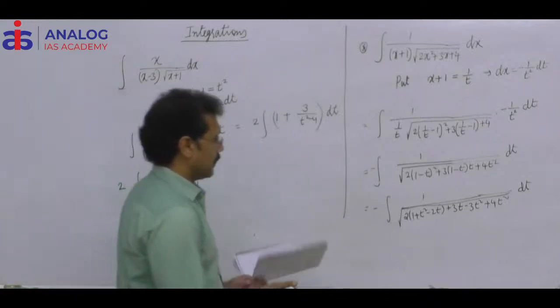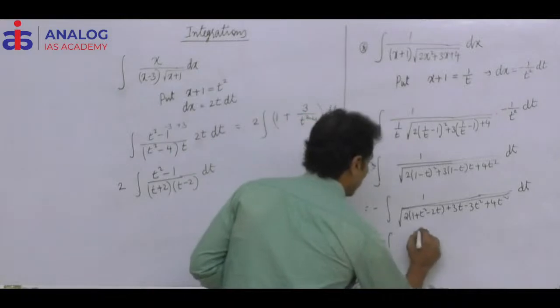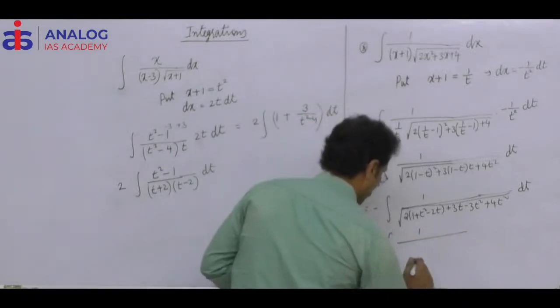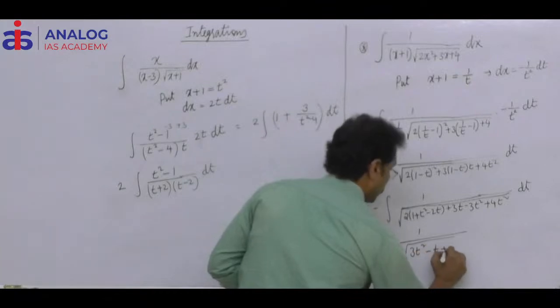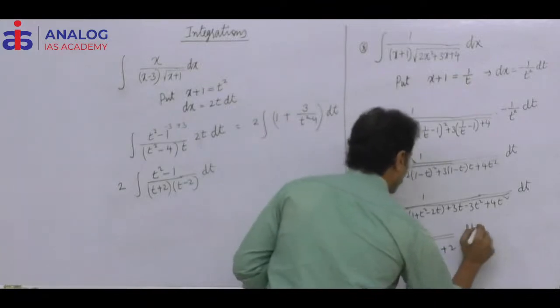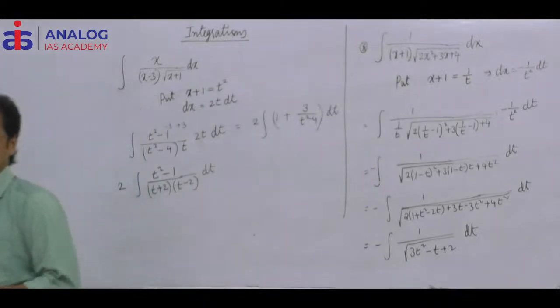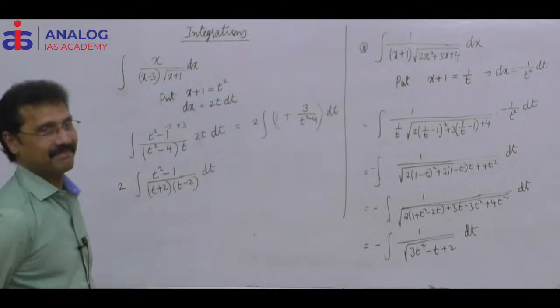Okay, we'll do one thing. This comes out to be, because let me complete this one, square root of 3t square minus t plus 2. Okay, fine. How do you solve this? How do we solve that? Factors.